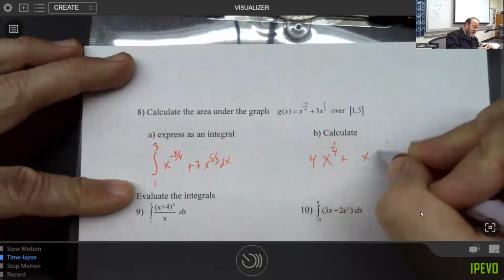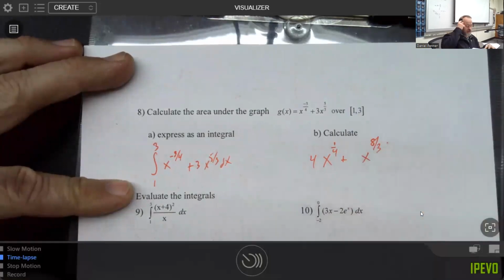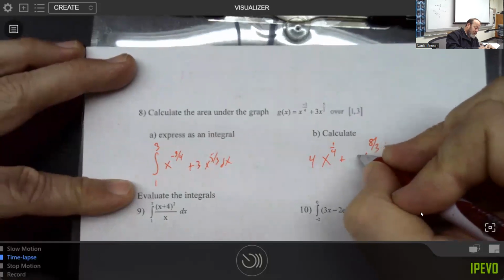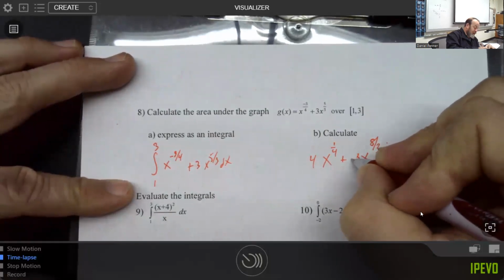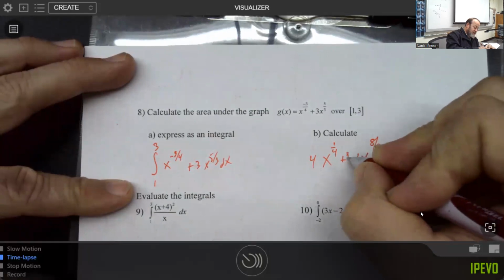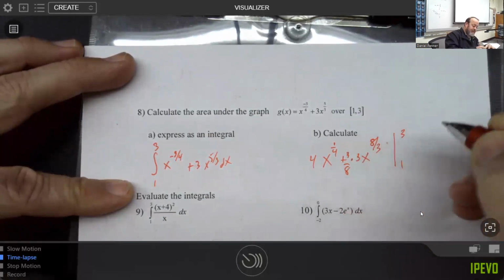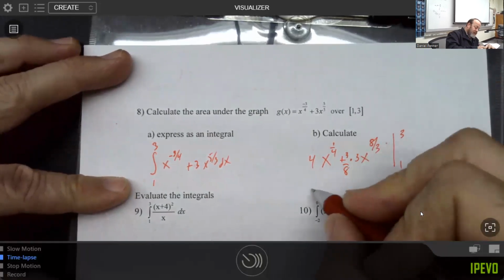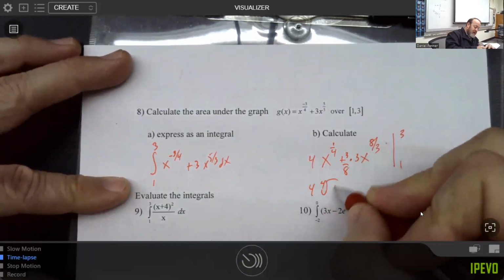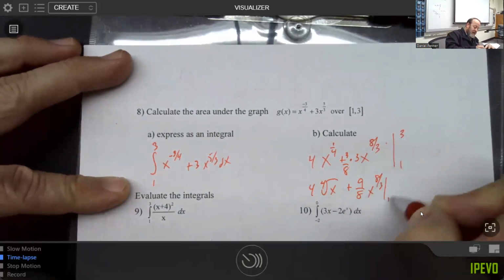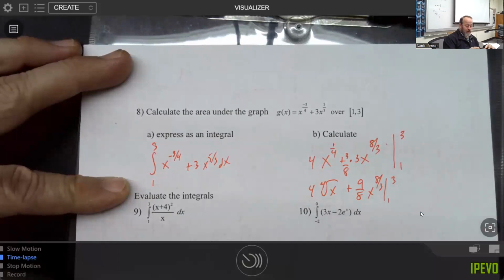Moving over here, that's going to be x to the 8/3, if you take 5/3 and go up by 1. Now I need to divide by 8/3, which is really multiplying by 3/8. So I have my 3 right here, but I'm going to multiply that by 3/8 because of the antiderivative story from 1 to 3. Now, you might think, oh, that's going to be pretty nice. 4 times the 4th root of x plus 9/8 x to the 8/3, evaluated from 1 to 3.